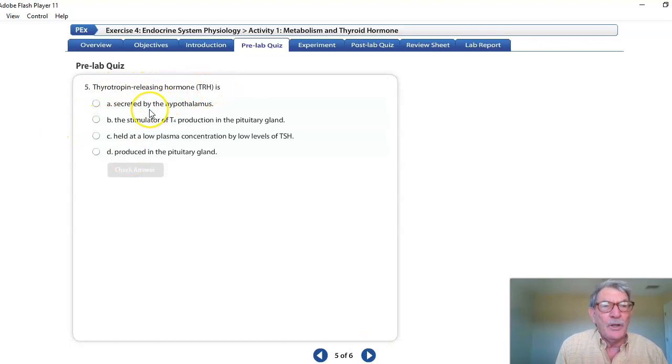TRH is what? Secreted by the hypothalamus. Yeah, all the releasing hormones are secreted by the hypothalamus.